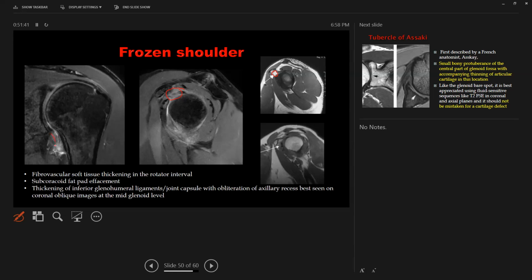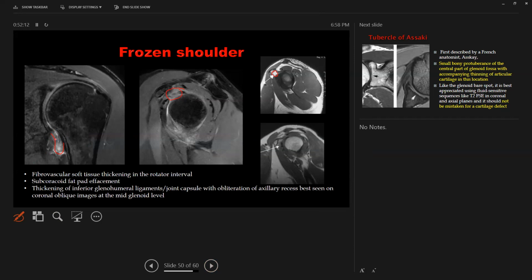And more commonly, you can see the marked edema and thickening of the inferior glenohumeral ligament or the inferior joint capsule of the glenohumeral joint. When you see this, the axillary recess on the coronal images, it is very pathognomonic of frozen shoulder.